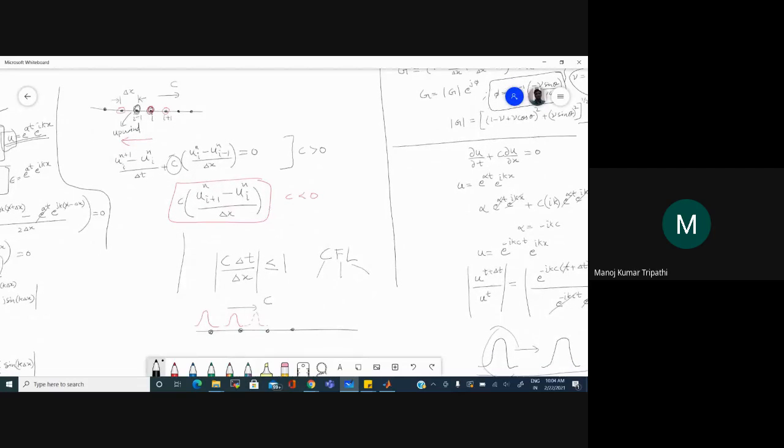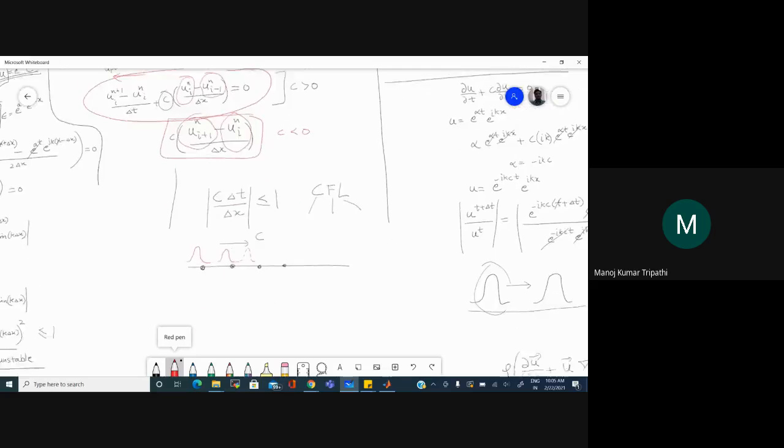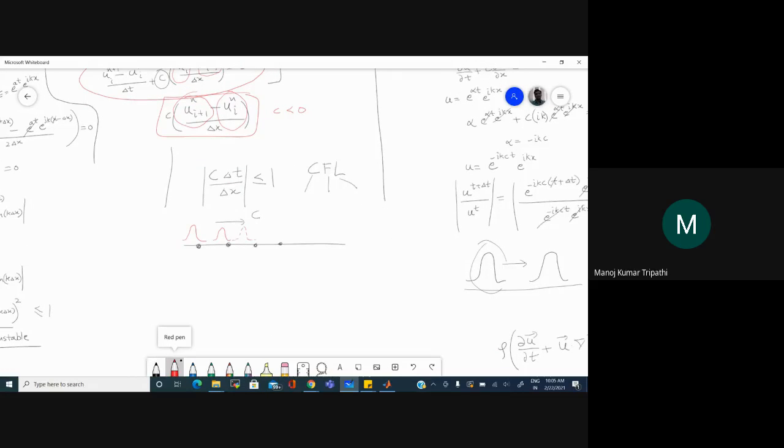Then we said that there is a scheme called the upwind scheme for discretizing the space derivative, which is shown here. For positive c, the upwind scheme says that you take u_i and the previous point, i minus 1. If c is negative, you take the forward point, i plus 1, and the current point, i. And then the condition that you get for stability is c Δt/Δx less than or equal to 1. If you satisfy this condition, then your solution will be stable.